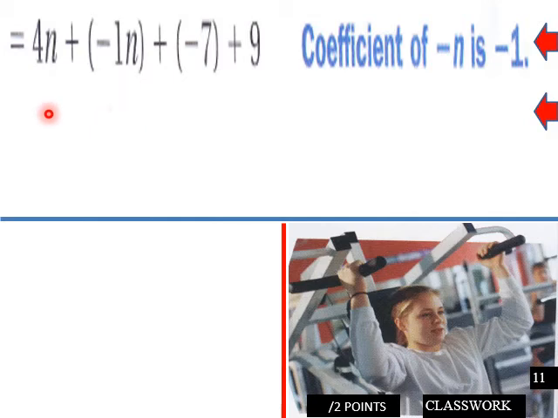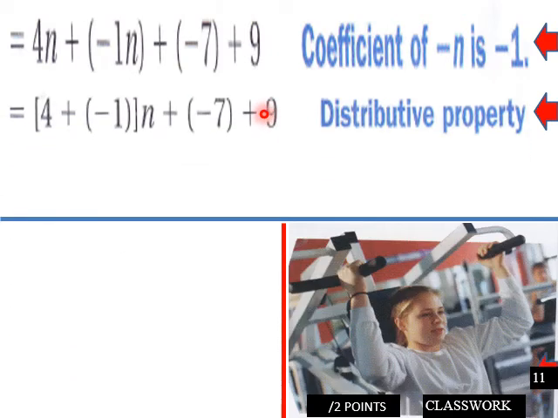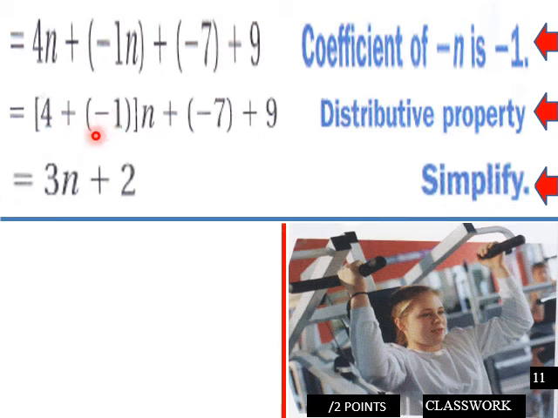So after we move things around, we're going to factor out an n from our variable expressions here. So it'll be 4 plus a negative 1 times n plus negative 7 and positive 9. And then we get 4 plus a negative 1 would be positive 3 times n plus 2. Negative 7 plus a positive 9 would be positive 2.